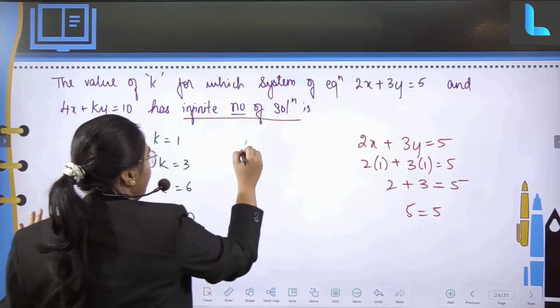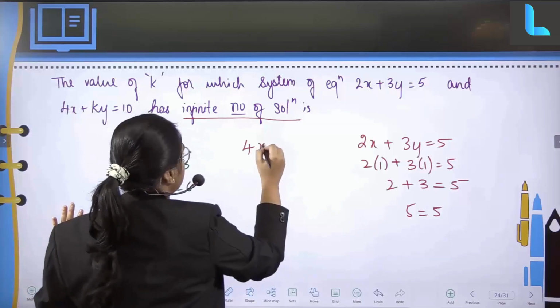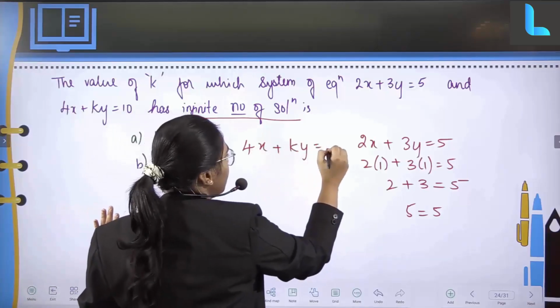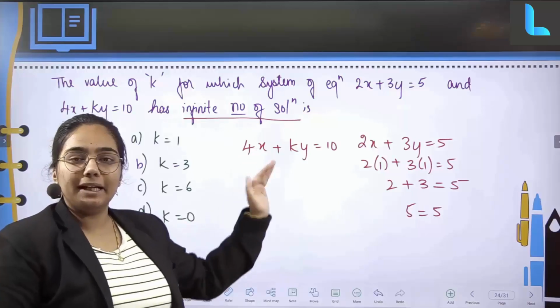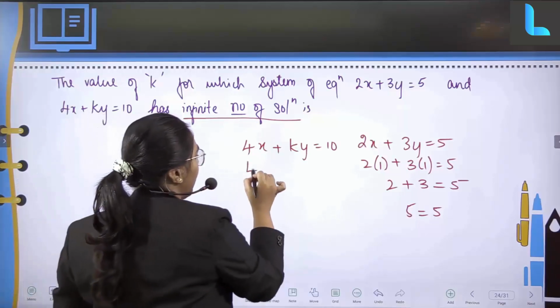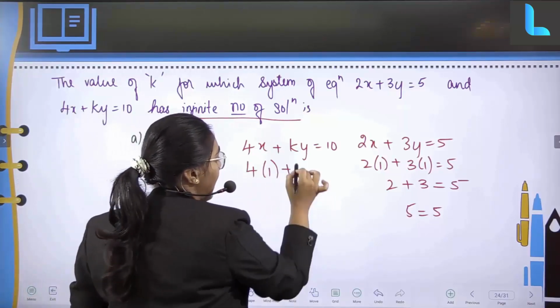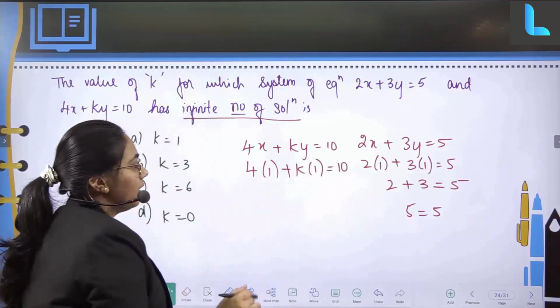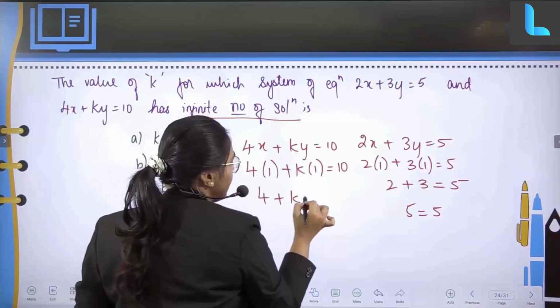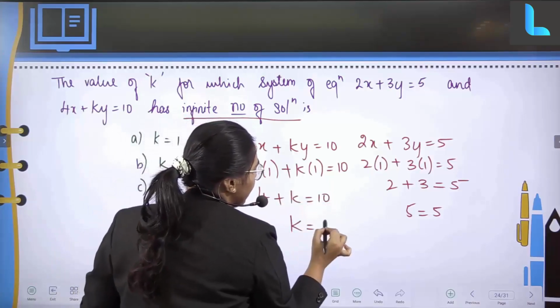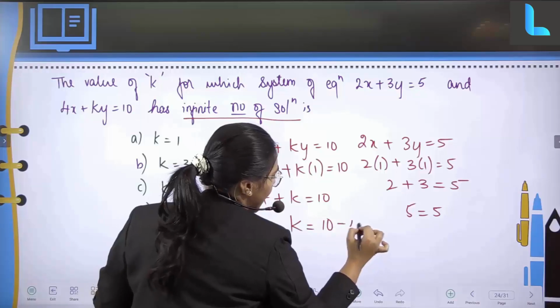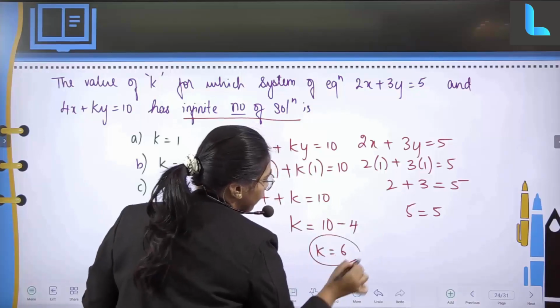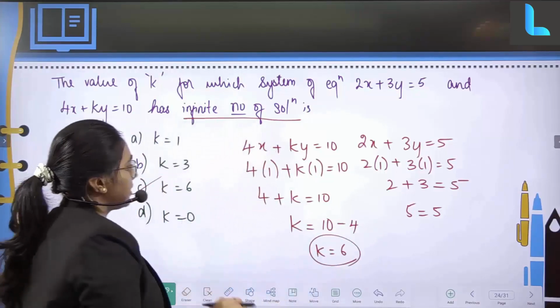So similarly, 4x plus ky is equal to 10 is what I am having. In the place of x, I will substitute 1, plus, I don't know the value of k. In the place of y, I'll substitute 1. So 4 plus k is equal to 10. I need to get the value of k. So 10 minus 4, the value of k is going to be equal to 6.